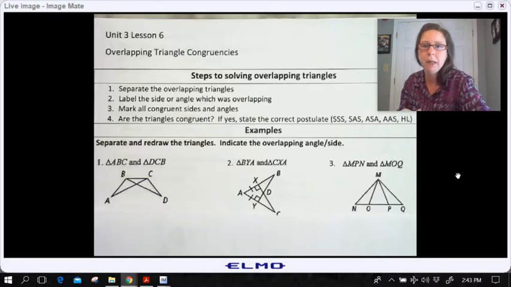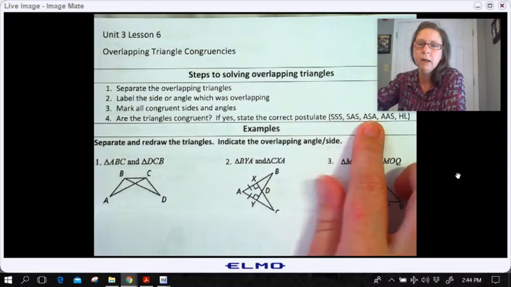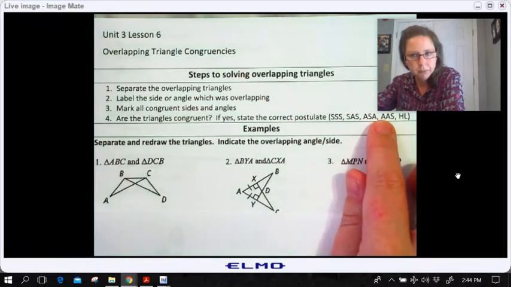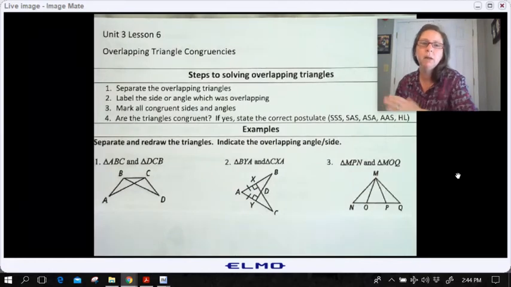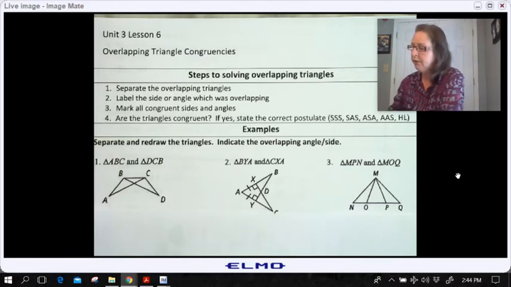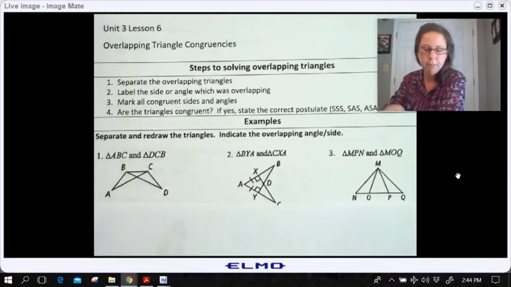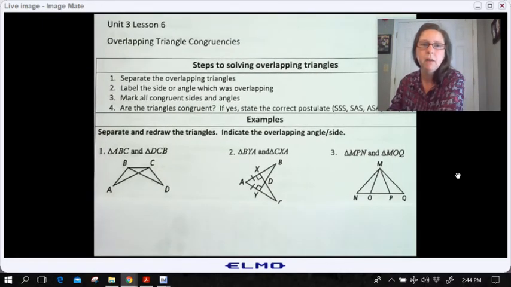Hey kiddos, today we are going to be doing Unit 3, Lesson 6, which is the same triangle congruencies that we've been doing: side-side-side, side-angle-side, angle-side-angle, angle-angle-side, and hypotenuse-leg. But today we're going to deal with overlapping triangle congruencies, okay? So let's talk about how we deal with overlapping triangle congruencies. The first thing that I would say to do is to separate the overlapping triangles.